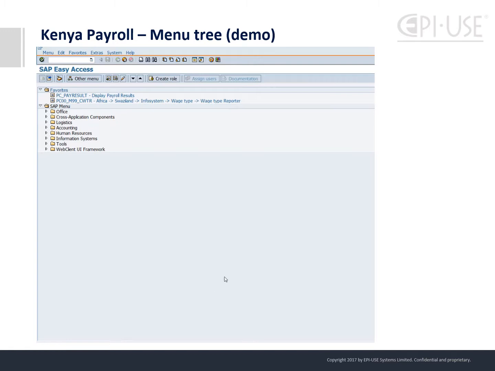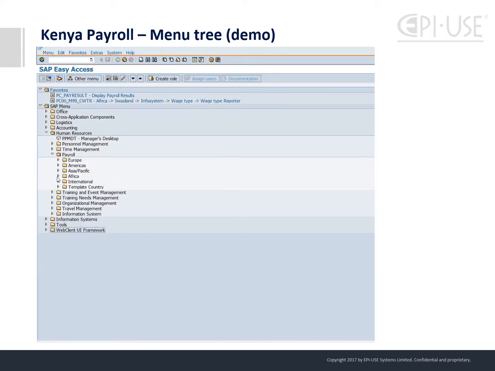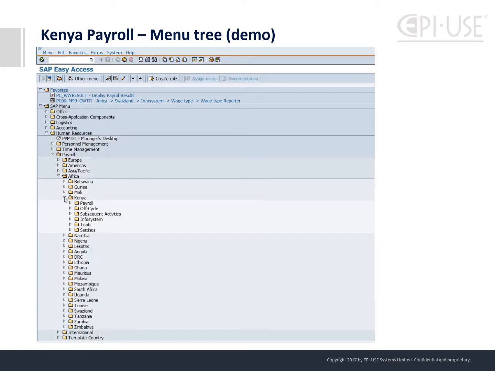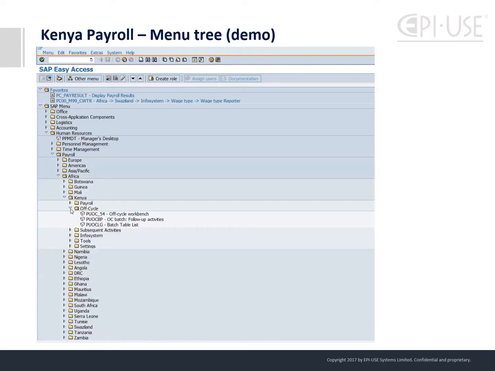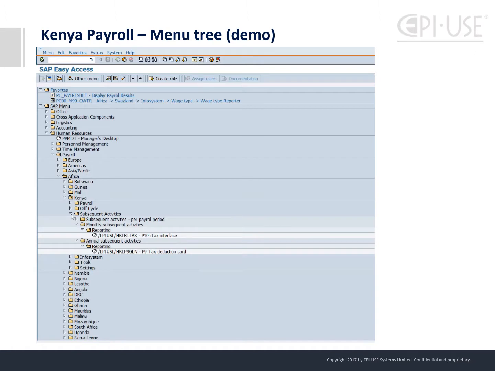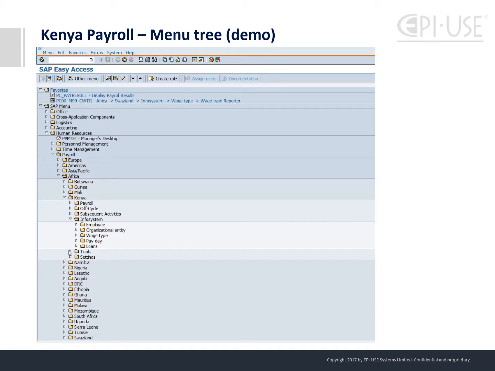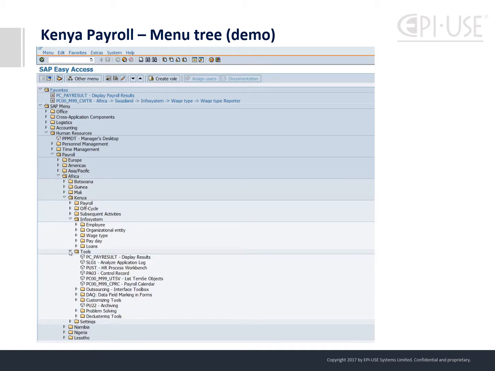The Kenya Payroll menu can be found under the standard SAP Easy Access menu. It is found under Human Resources, Payroll, Africa, Kenya, and there we see all the standard app options like payroll, where we find the standard options, the bank transfer options, we find the off-cycle options and the subsequent activities, we find reporting options, and also the standard info system and tools options and settings, and all of these are under Human Resources, Payroll, Africa, Kenya.